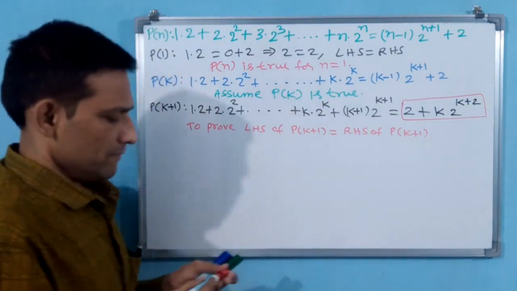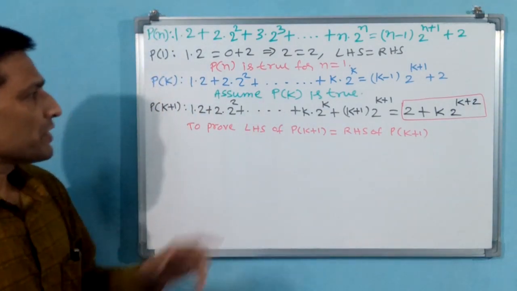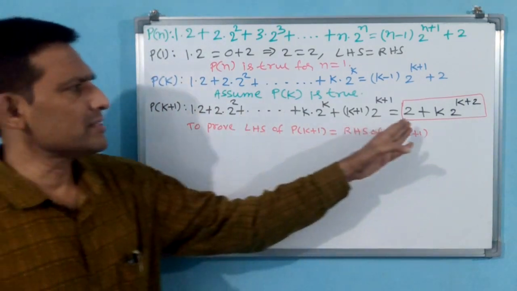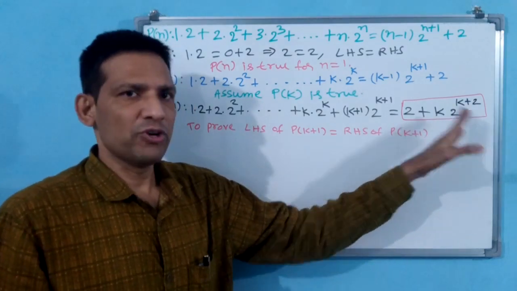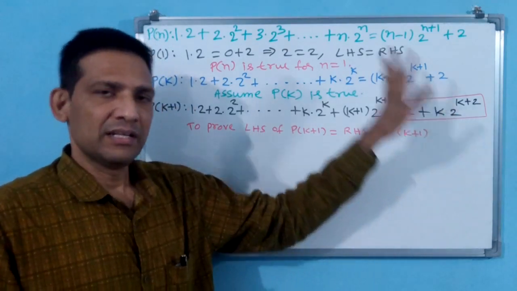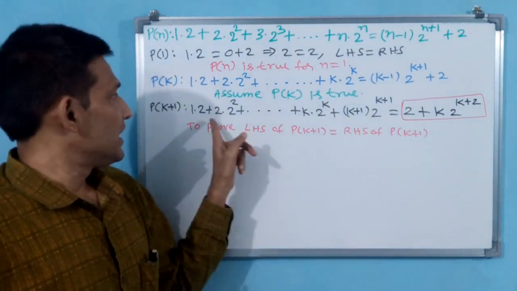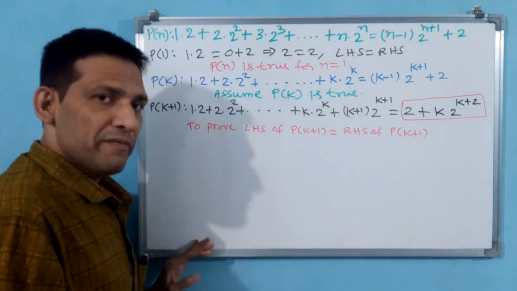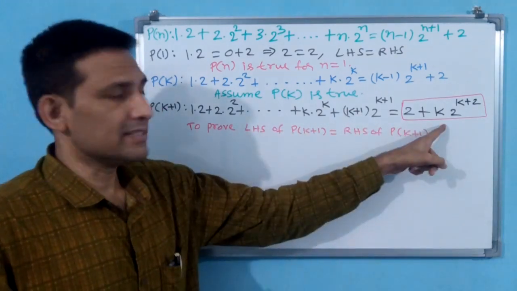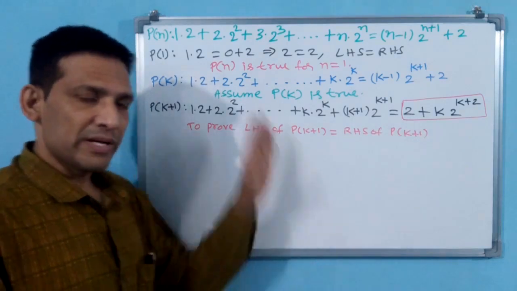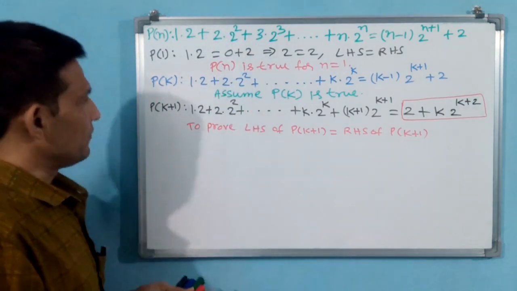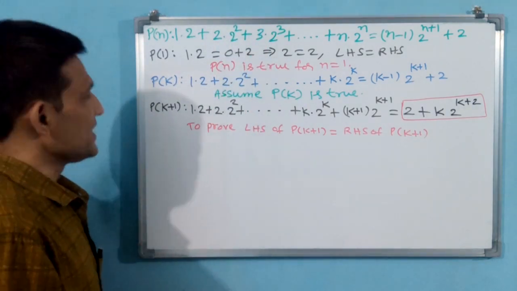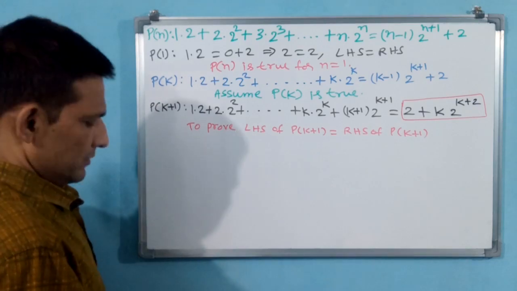Now what we do? We take LHS only. Why? Because RHS is in simplified manner only. We need not simplify further, let it be like that only. LHS we will take and simplify, and let us see whether the final result comes or not. If this comes automatically, this is true. We have to prove anyway.